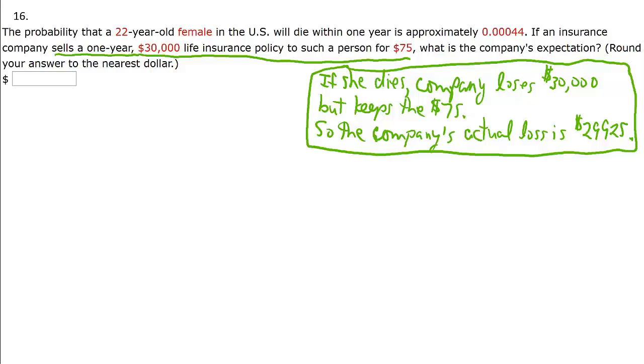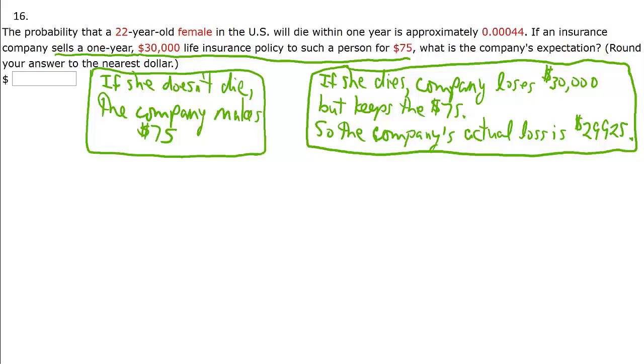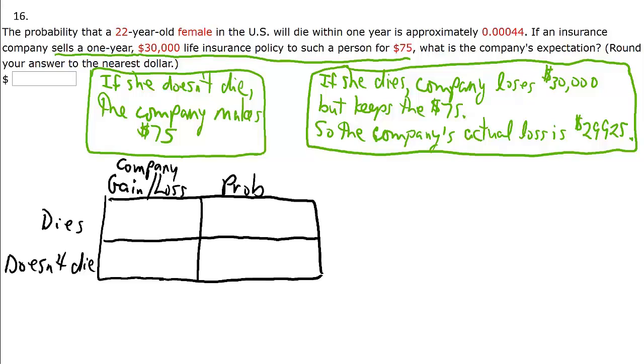The company loses $30,000 minus the $75 that the 22-year-old female paid for the policy. So really, the company only loses $29,925. It's not much, but it's important to getting an exact answer here that the company actually doesn't lose the entire $30,000 because of the premium payment. But if she doesn't die, the company gets that $75 free and clear. That's just profit. As usual with these expectation problems, we need to build a table.